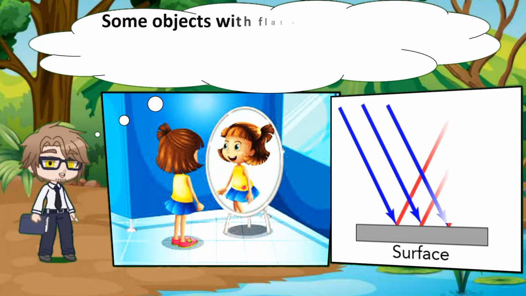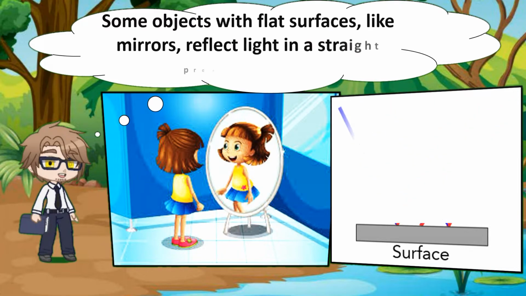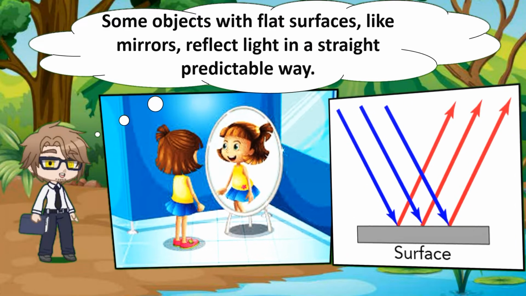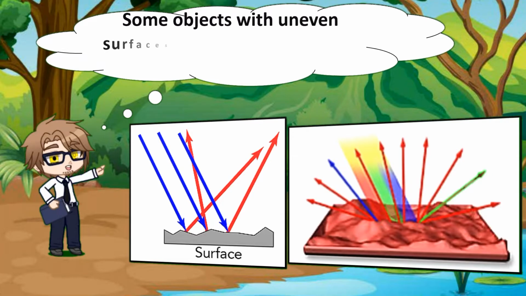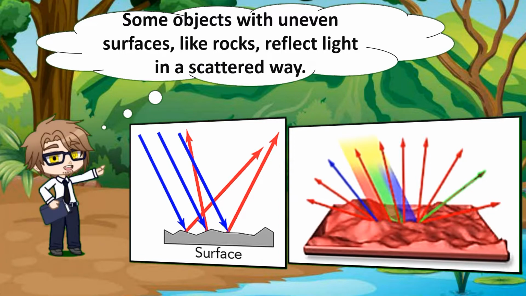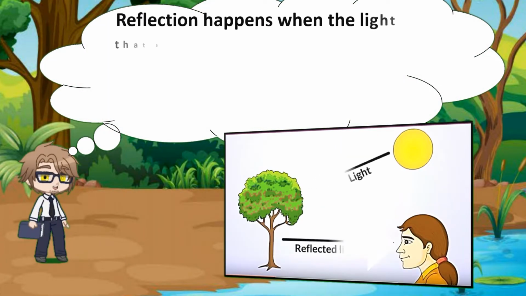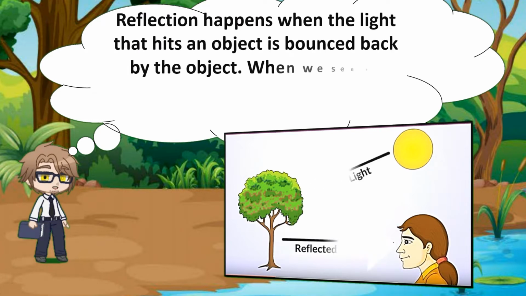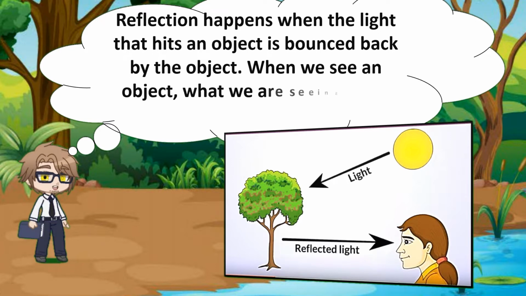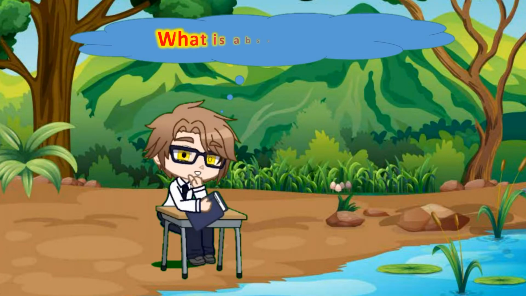Some objects with flat surfaces, like mirrors, reflect light in a straight, predictable way. Some objects with uneven surfaces, like rocks, reflect light in a scattered way. Reflection happens when the light that hits an object is bounced back by the object. When we see an object, what we are seeing is the reflected light. What is absorption?